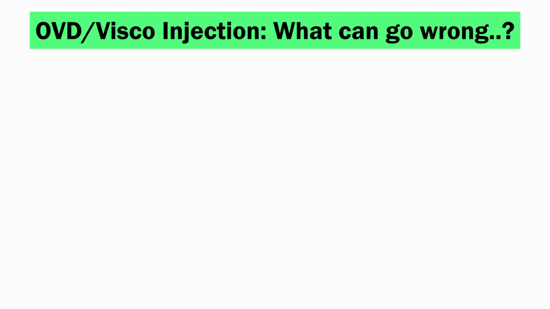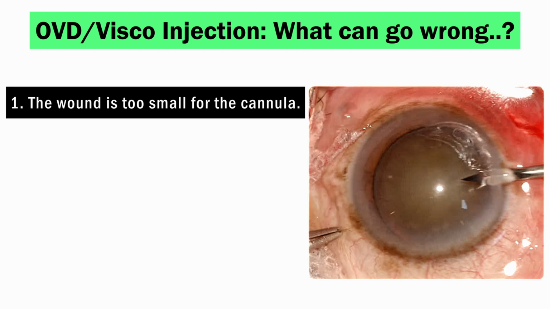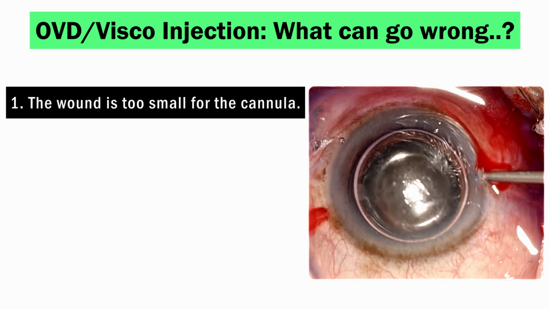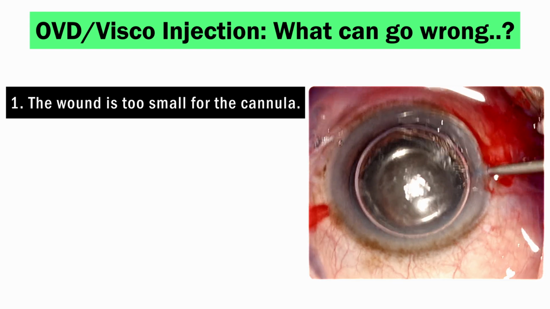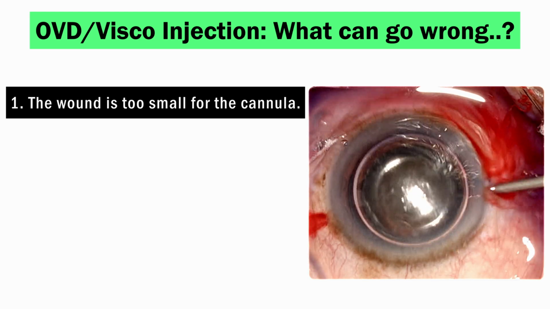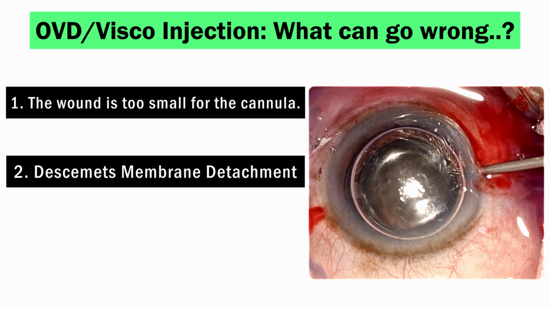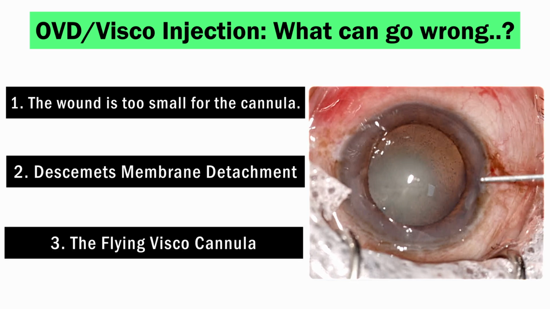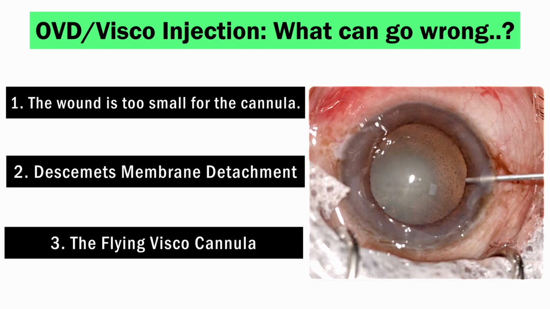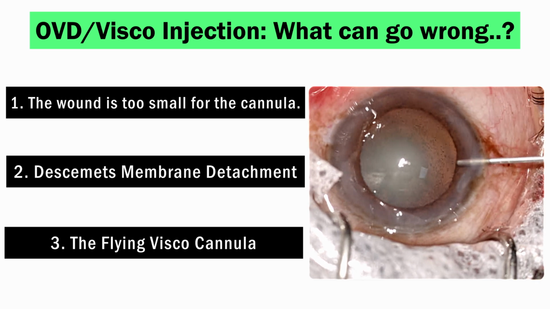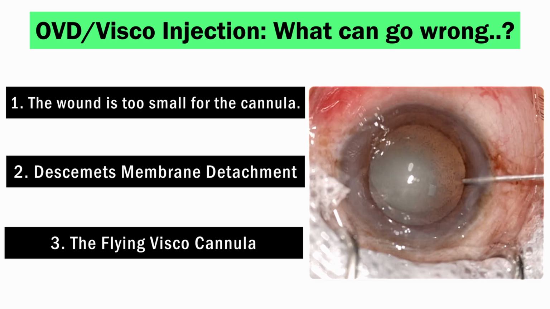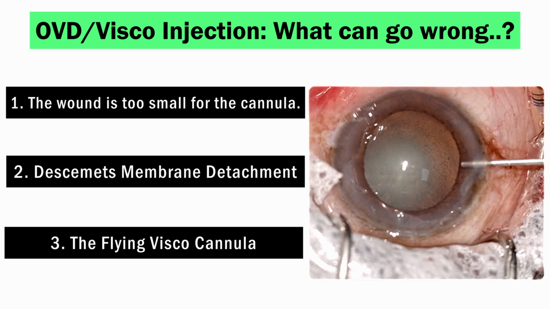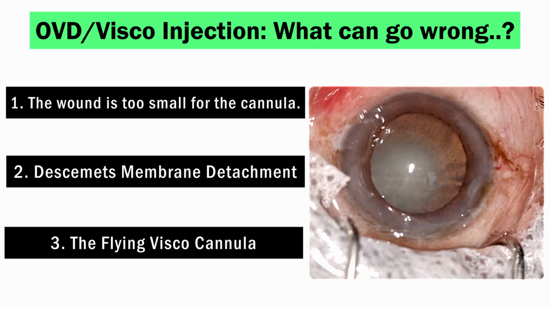Okay? So what can go wrong when you're injecting OVD into the eye? The side port incision you made could be too small to introduce the cannula. And if you're struggling to introduce the cannula and try to inject at the wound, you could induce Descemet's membrane detachment. And rarely there could be a situation where the cannula would not be fitting very tightly to your syringe, and when trying to inject OVD, you could have the flying cannula syndrome. The cannula can just fly across and damage intraocular structures.